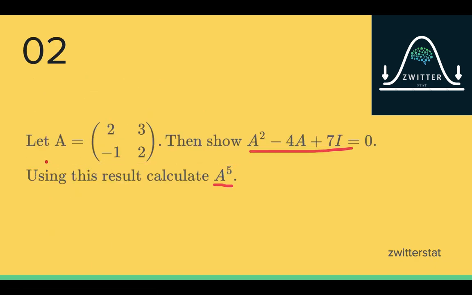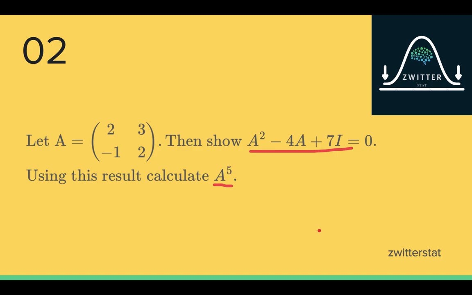Here we are given a matrix A, and we are supposed to show that A square minus 4A plus 7I equals 0. So firstly we are supposed to show that this expression holds true and is equal to null matrix. It's not 0, it's a null matrix, a big O. A null matrix is a matrix where all the elements are 0, and since we have a 2 cross 2 matrix, so we will have a null matrix of an order 2 cross 2, right? And using this result, we are supposed to calculate A to the power 5.